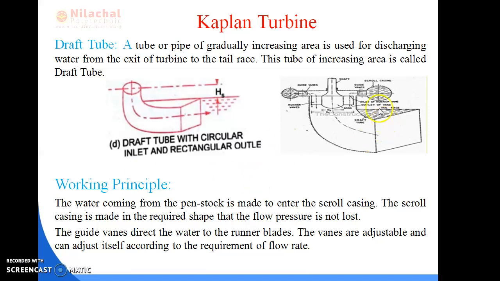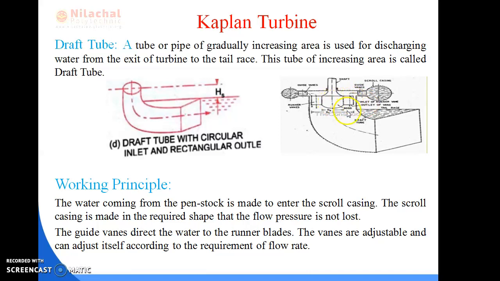As shown in the figure, we have the water entering through the scroll casing, followed by a guide vane. It falls upon the blades mounted upon the boss of the shaft. The water enters in a vertical direction from the inlet to the outlet. The velocity of flow remains constant from inlet to the outlet.